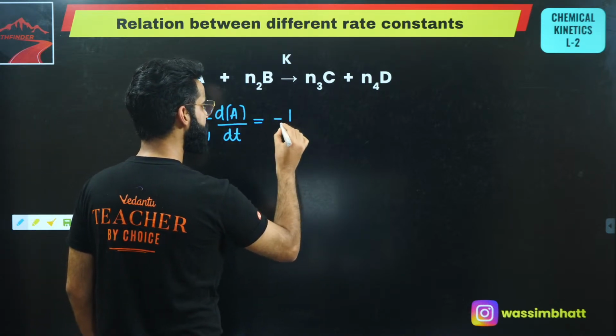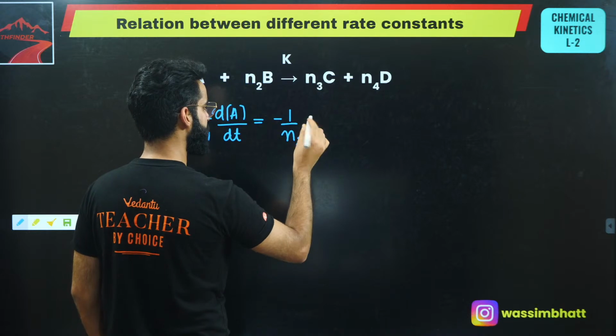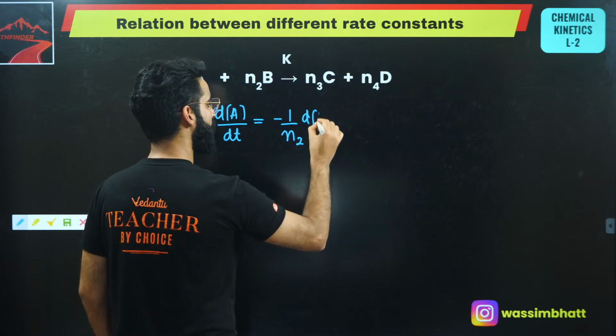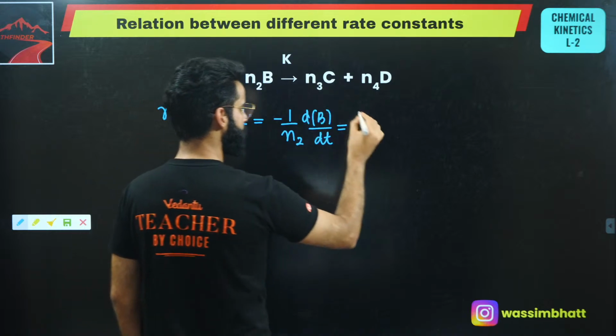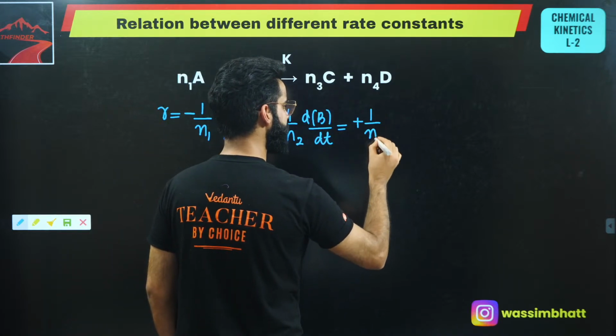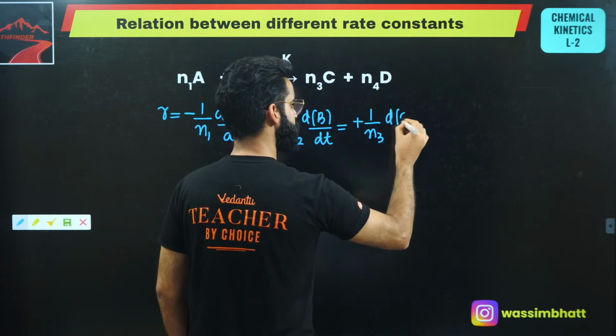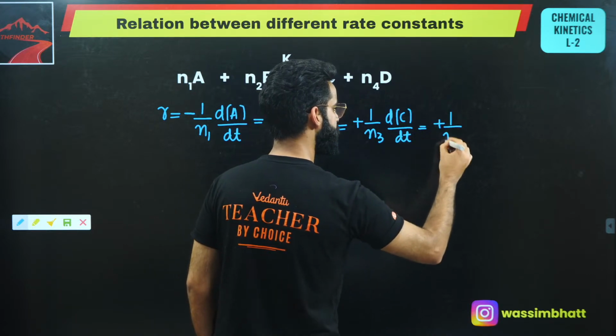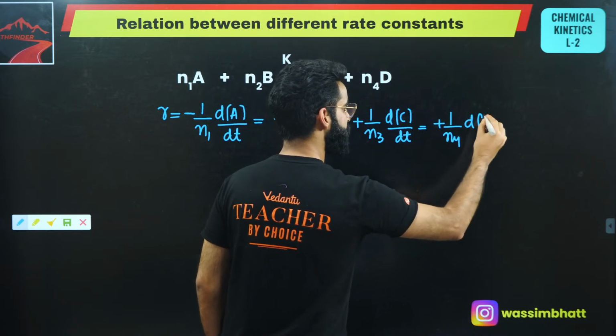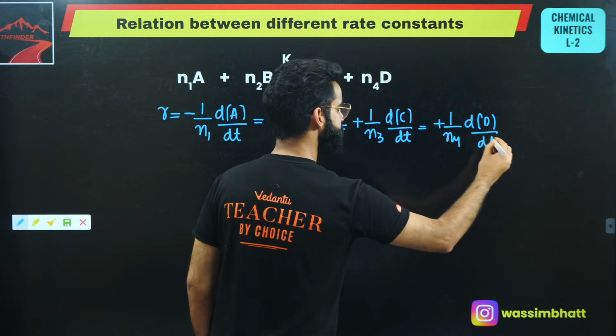Same, I can write the rate of reaction with respect to B as well: minus 1 divided by N2, change in the concentration of B divided by dt. It can be equal to plus 1 divided by N3, change in the concentration of C divided by dt, which can also be equal to plus 1 divided by N4, change in the concentration of D divided by dt, right?